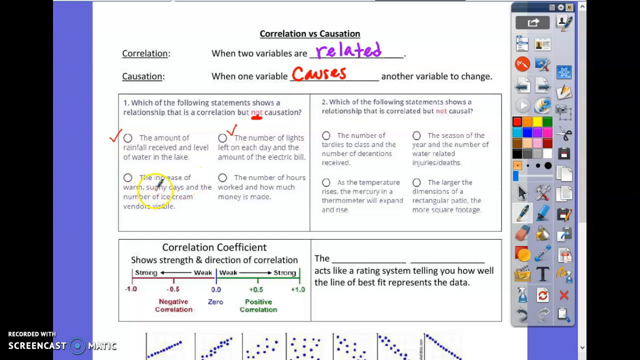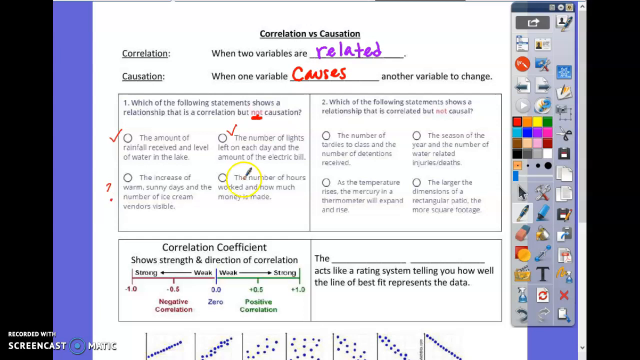The increase of warm sunny days and the number of ice cream vendors visible. That means if it gets warm outside, then I'm going to see more ice cream vendors, the ice cream trucks. Am I going to see more of them if it gets warm and sunny? Maybe. Maybe not. Who knows? So let's put a question mark on that one. I haven't seen a lot of ice cream vendors outside in the winter. Maybe in the summer, but not in the winter. Just because it gets warm and sunny doesn't mean I'm going to see more ice cream trucks.